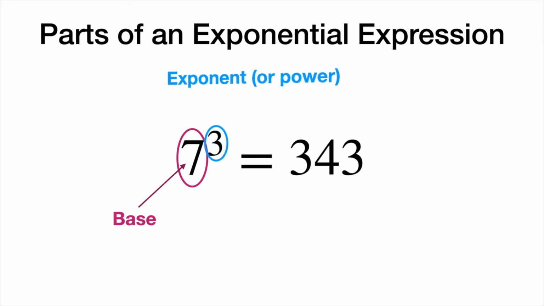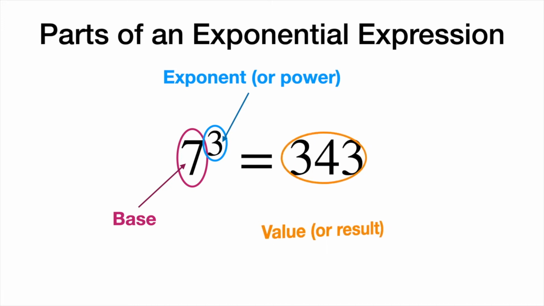The little number on top is the exponent or power. That's that little 3 there. We write it in a smaller font and raise it up, and that's the exponent or the power. And what it's equal to is the value or the result. So 343 is our value.